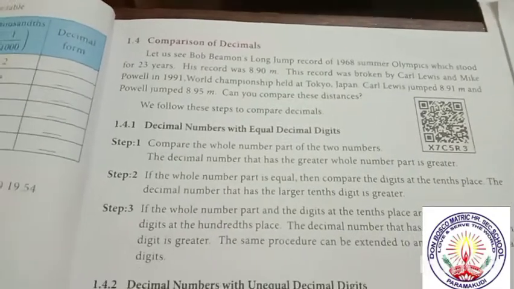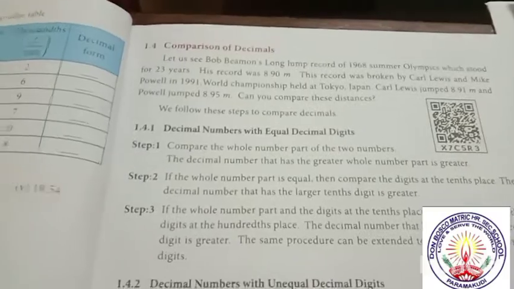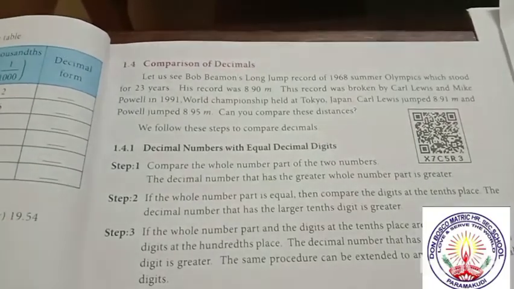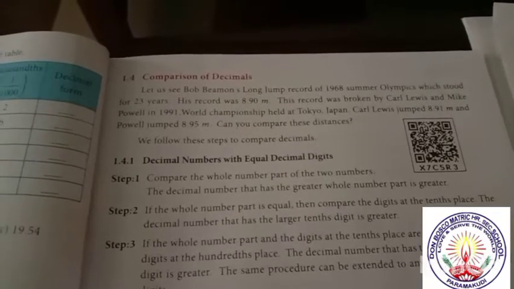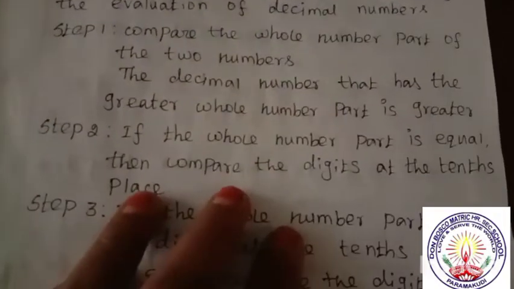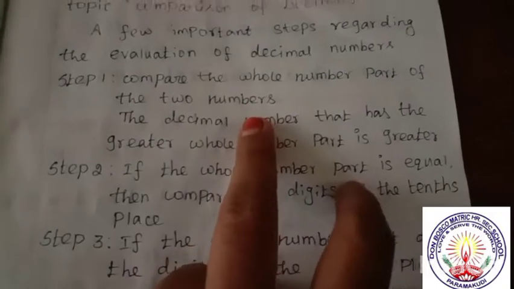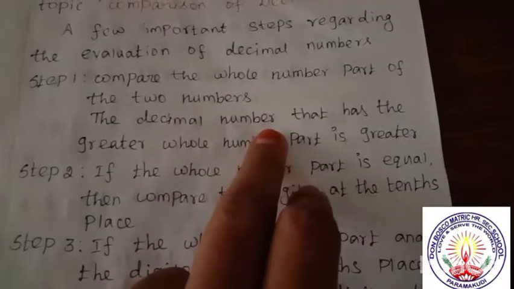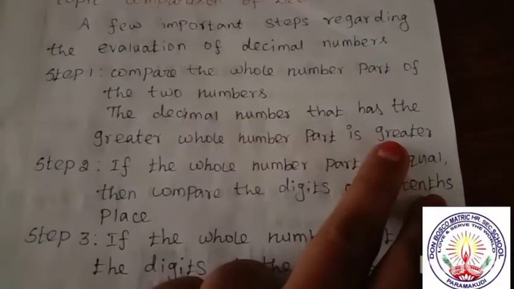Morning students, we are going to see the topic comparison of decimals. A few important steps according to evaluation of decimal numbers. Step 1. Compare the whole number part of the two numbers. The decimal number that has the greater whole number part is greater.